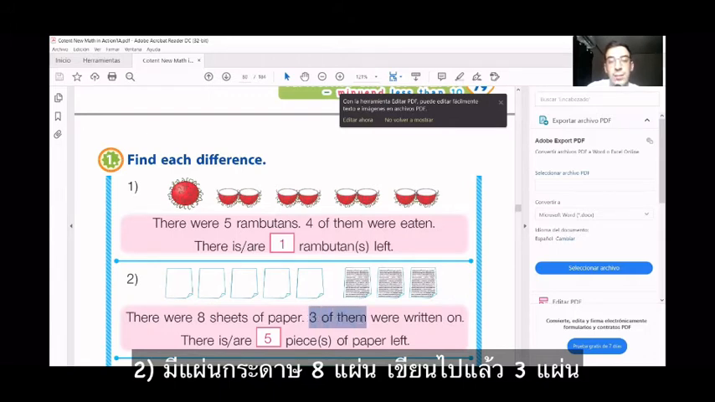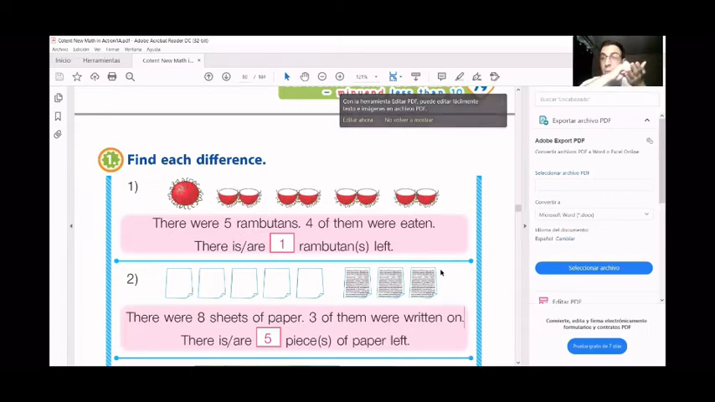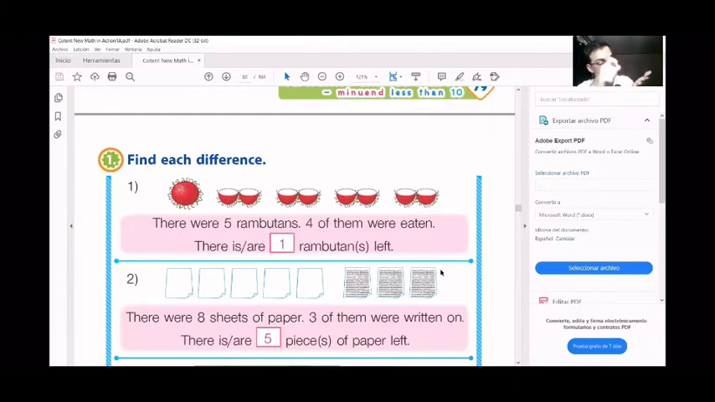Let's continue reading. 3 of them were written on. Okay, 3 of these 8 were written on. Do you know what is to write? Which one is written? Let's count. This one is written, this one is written, this one is written. 1, 2, 3 of them were written on.